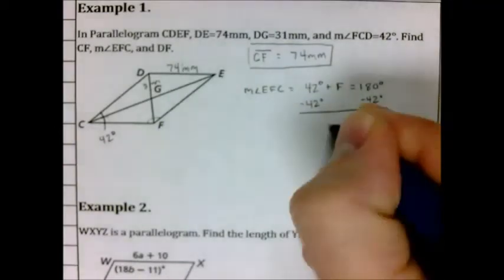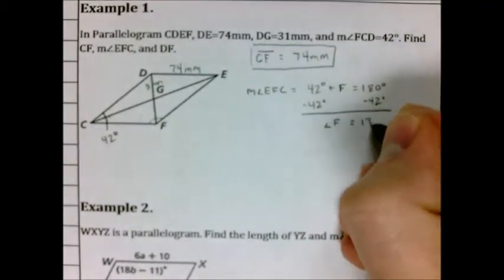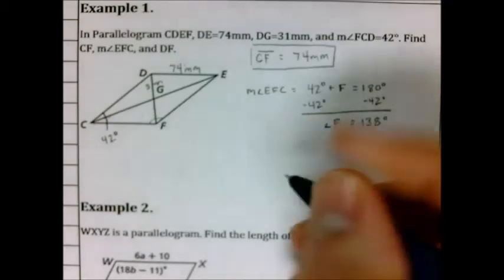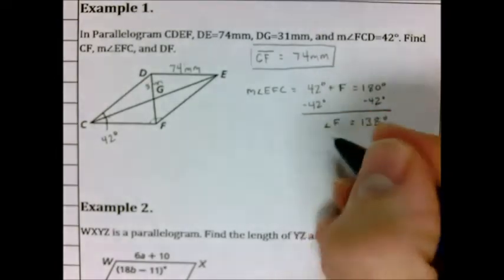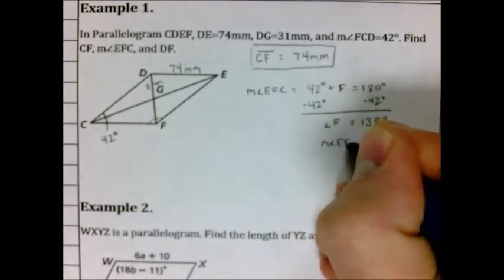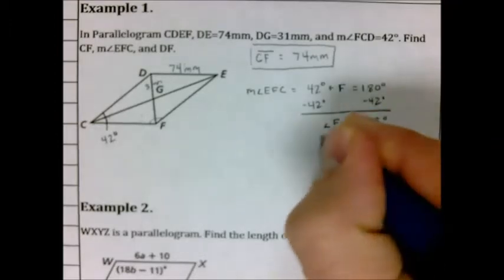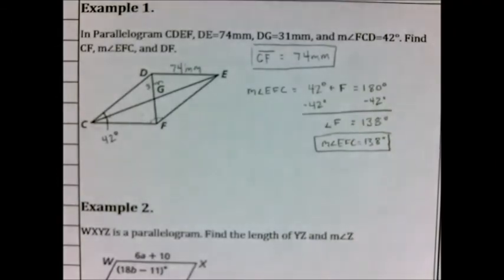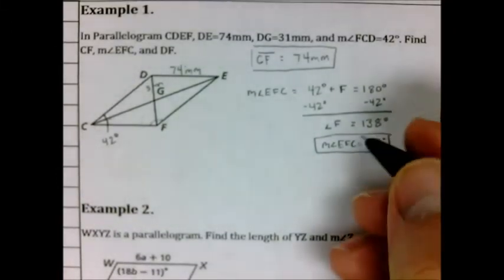And we get angle F is equal to 138 degrees. Okay, and really we could write this as the measure of angle EFC or something like that. I'm going to go ahead and do that because that's kind of how it was written at the very beginning. That way we know really what angle we're talking about. Okay, and then this last one right here we needed to find was side DF.